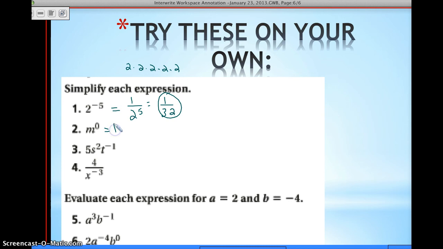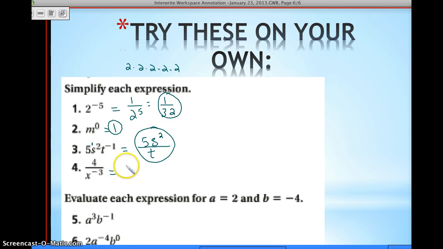Anything to the 0 power is 1. This is going to be the only ones you move. The 5 is to the first power, so that stays. S squared is positive, so that stays. And t to the -1 is positive, and you don't have to write the 1. As a matter of fact, they don't want you to. So the only variable that moved, or number that moved, is the t.